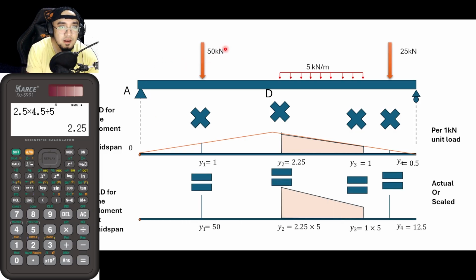So as you can see here, 50 times 1, that is equal to 50. And in here, 5 times 2.25, that is now 2.25 times 5. So 5 times 1, that is 1 times 5. Then 25 times 0.5, that is 12.5. Again, as you could see here, this is basically scaled already. Naka-scale na po yan. Ito na po yung actual.